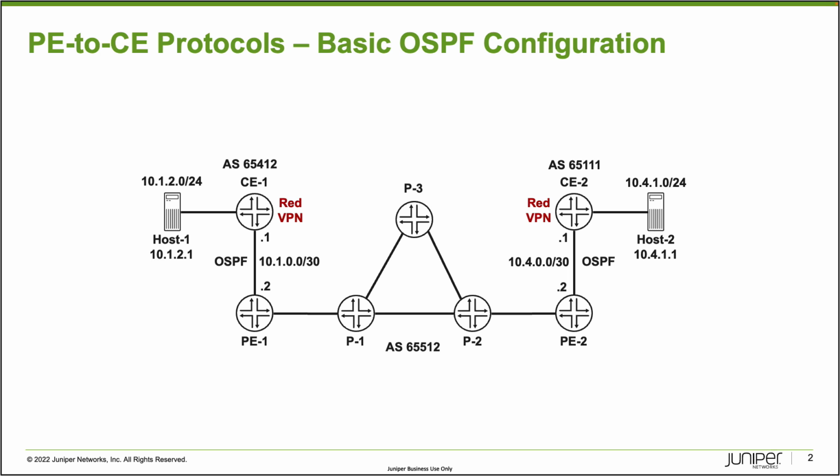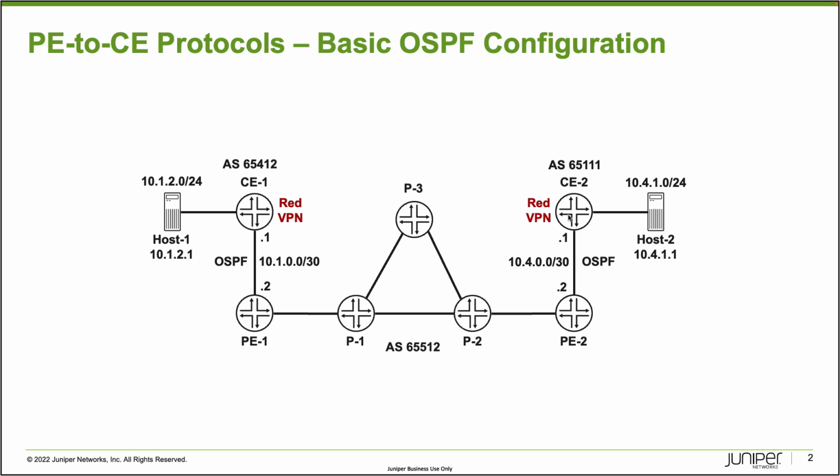Host 1 is a part of the 10.1.2.0/24 network, and it's using the 10.1.2.1 address. Host 2 is a part of the 10.4.1.0/24 network, and it's using the 10.4.1.1 address. And that'll be important when we do our verification because we'll need to make sure that those two hosts can communicate.